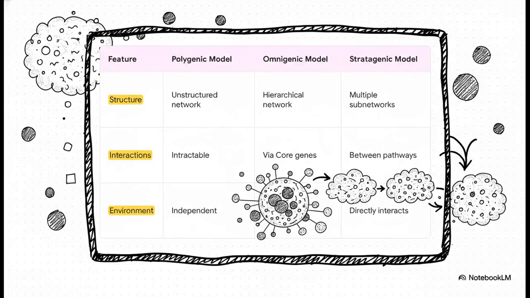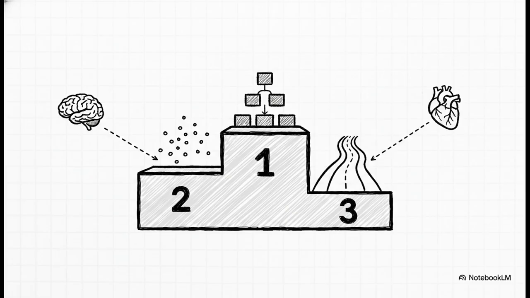Okay, let's break this down side by side. When you look at structure, the polygenic model is just one big pool of genes. The omnigenic model is a hierarchy of core and peripheral genes, and the stratagenic model is a set of multiple, distinct pathways. And here's a really key difference: the role of the environment. In the first two models, it's considered independent. But in the stratagenic model, the environment can directly interact with those genetic pathways. So, which model is the right one?